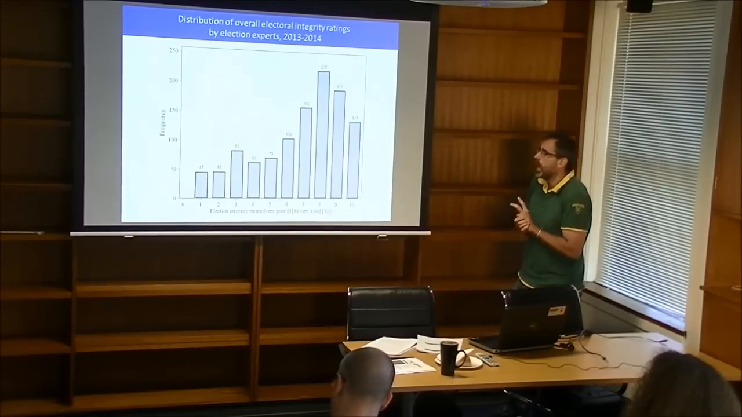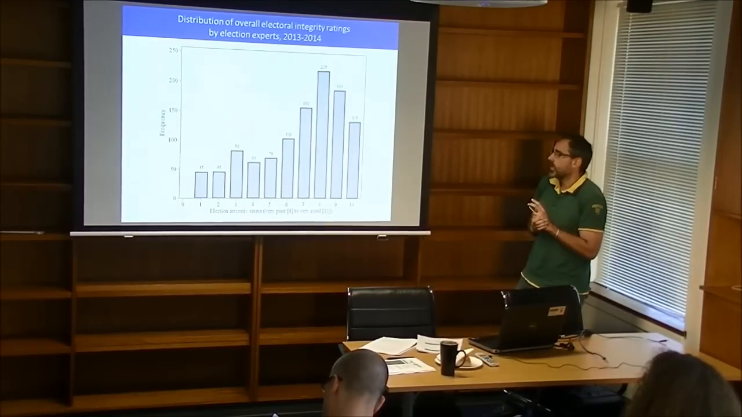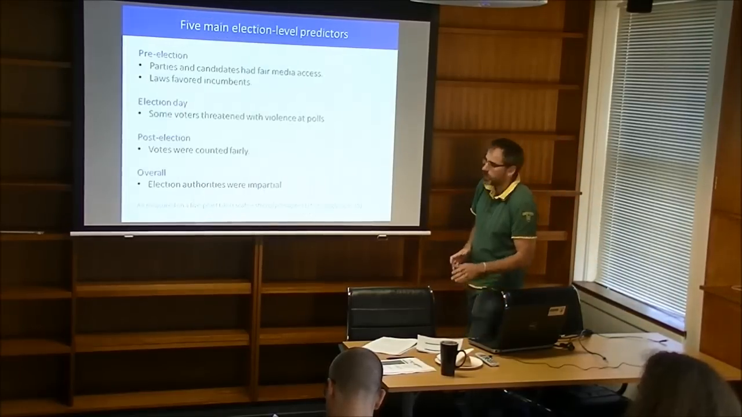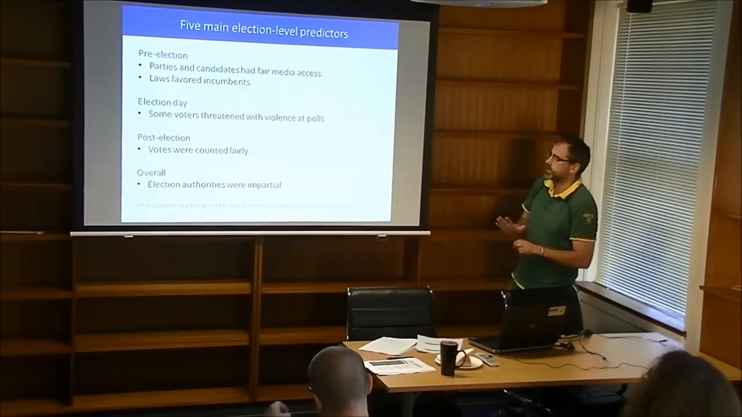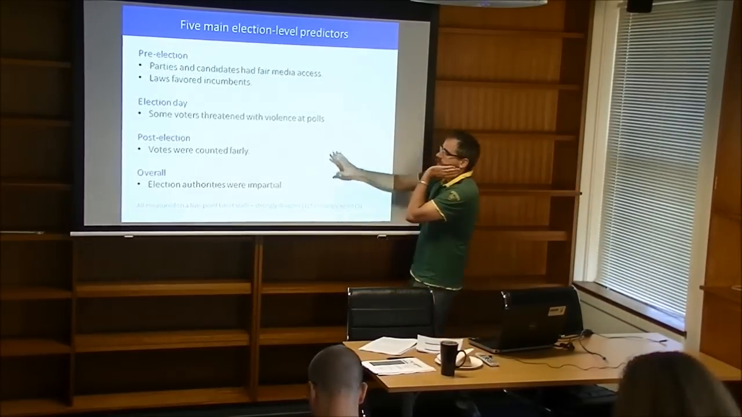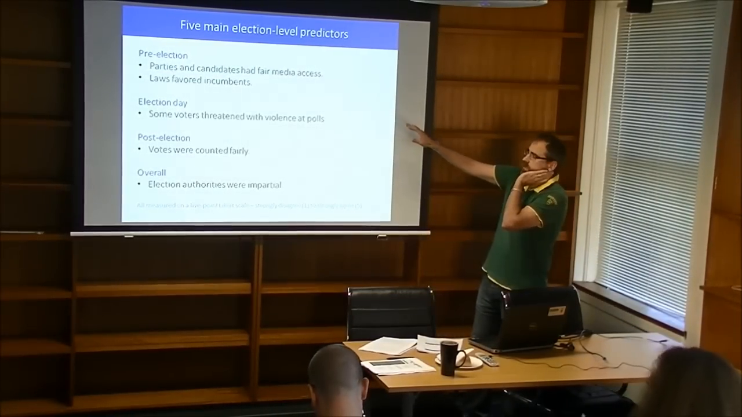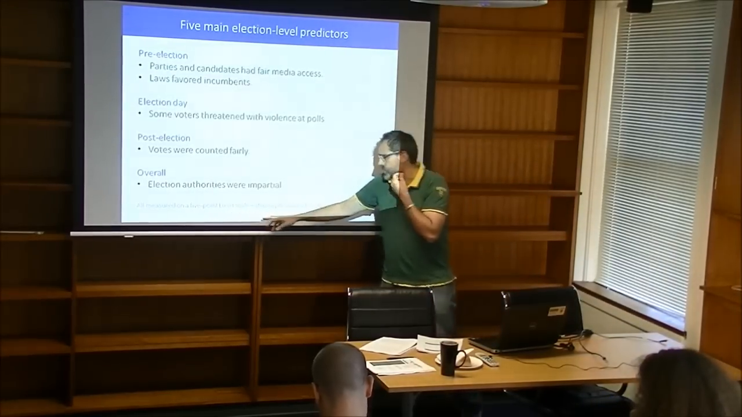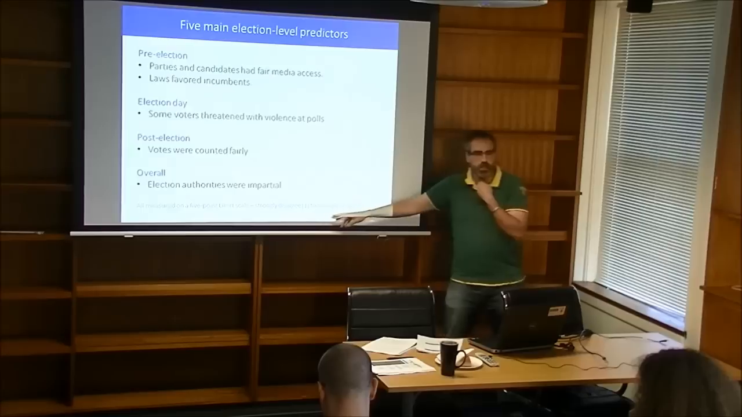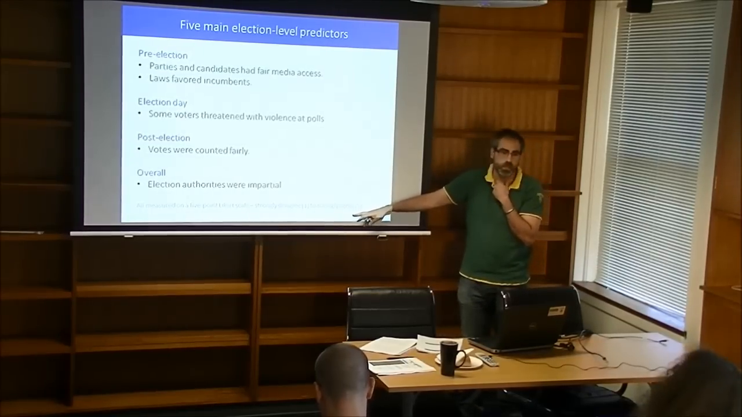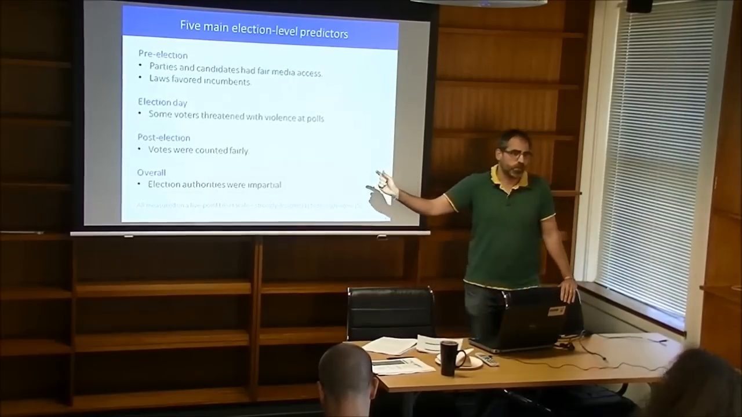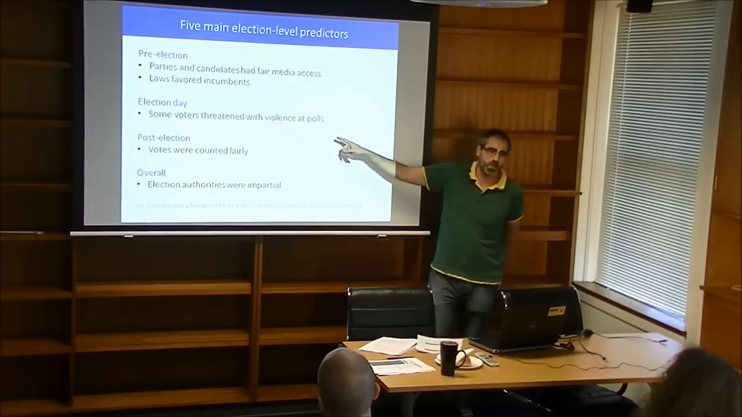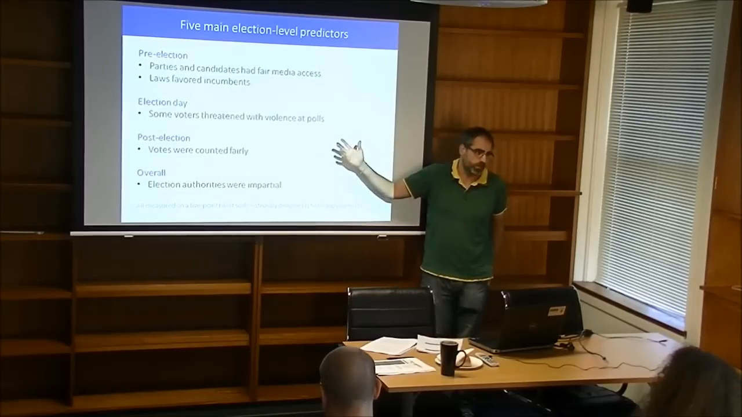Now, so we're clear with the dependent variable. Let's see how we're going to operationalize our independent variables. So here are the 5 main election-level predictors, and they are measured on a 5-point Likert scale, from strongly disagree to strongly agree. And here, when you read it, you have to check that, for example, if some voters are threatened with violence at polls and you strongly agree, this is something negative, all right?